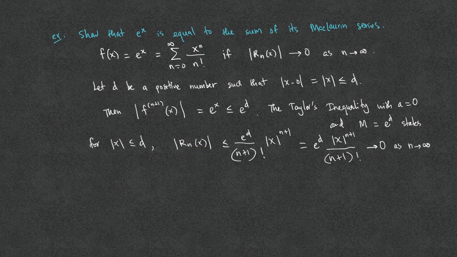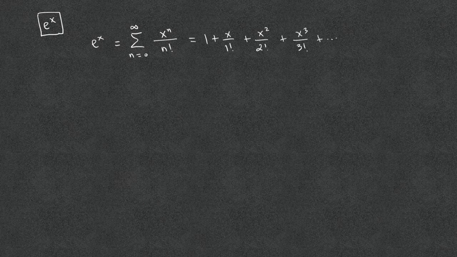And that is what we want to show. The remainder goes to 0 so that e^x equals the sum of the Maclaurin series. And so e^x can be represented as the Maclaurin series sum of x^n over n factorial, which is 1 plus x over 1 factorial plus x squared over 2 factorial plus dot dot dot. This is true for all real numbers.